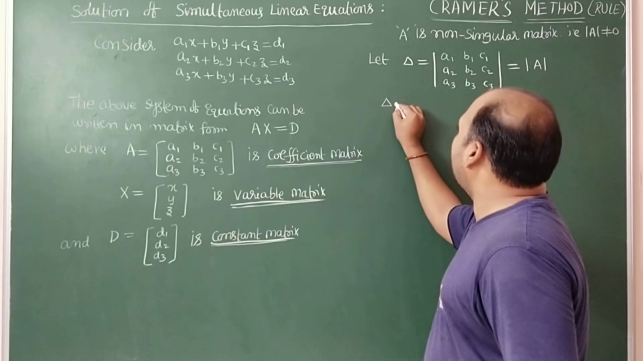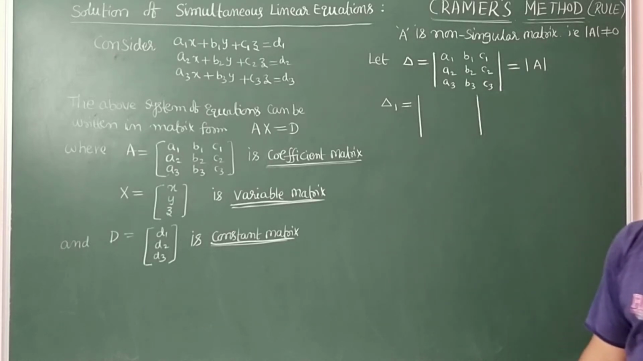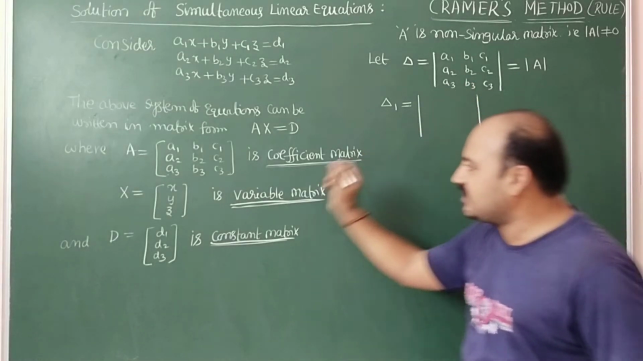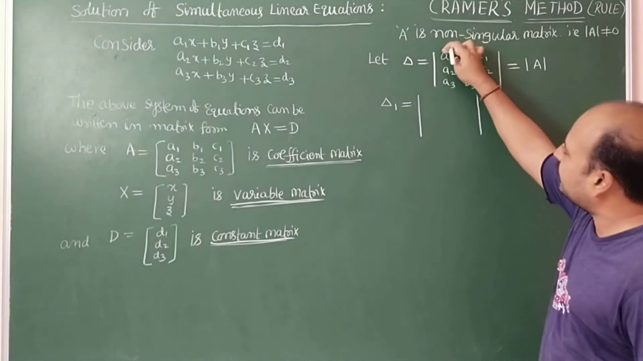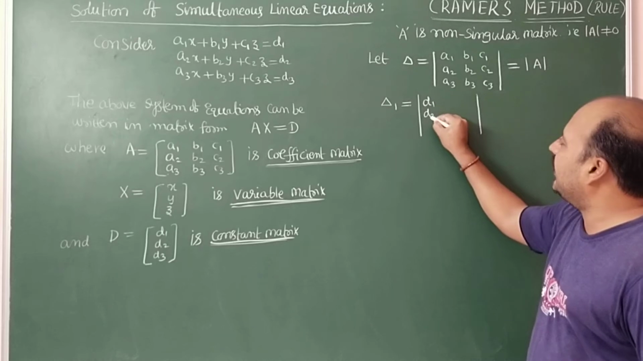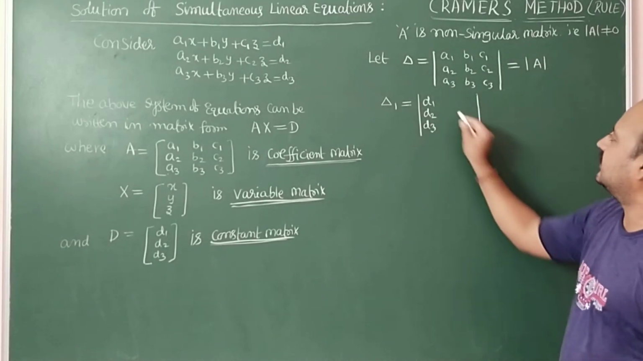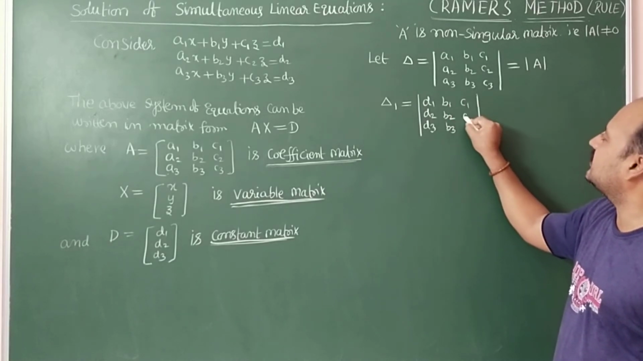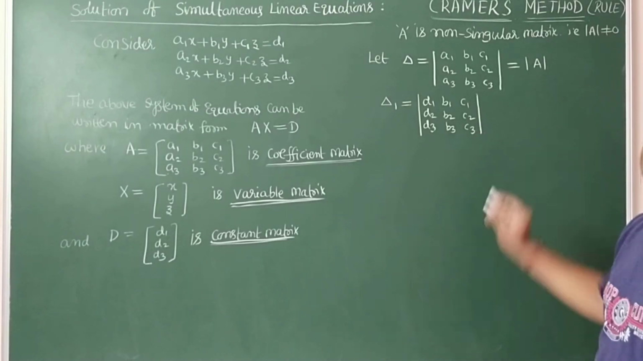Now, delta 1 is equal to, sir, how to calculate delta 1? Delta 1 means, in the first column, you have to replace with the constant matrix. The first column is replaced by the constant matrix: D1, D2, D3, and the rest of the columns keep as they are: b1, b2, b3, c1, c2, c3. And expand the 3 by 3 determinant. You will get some answer.